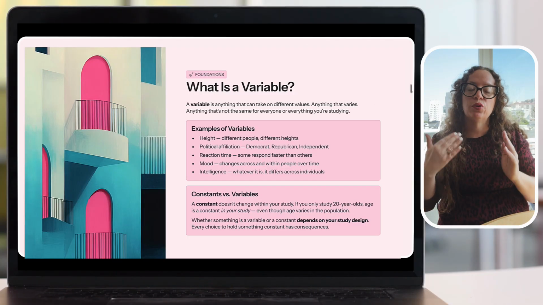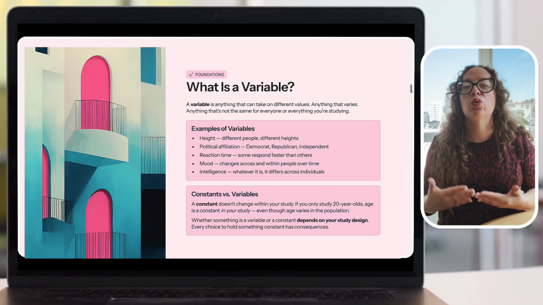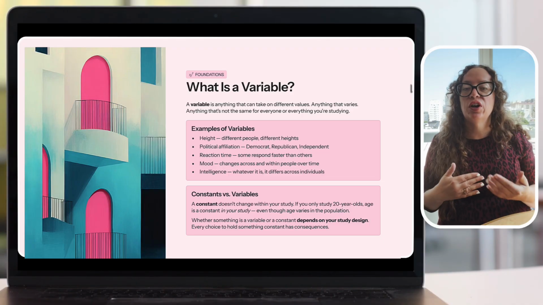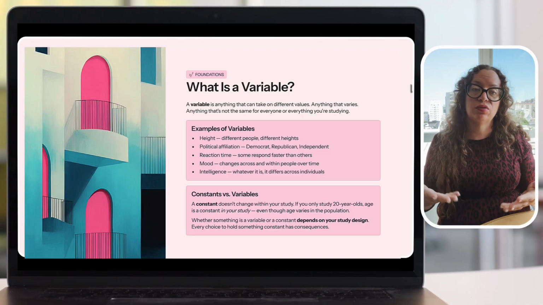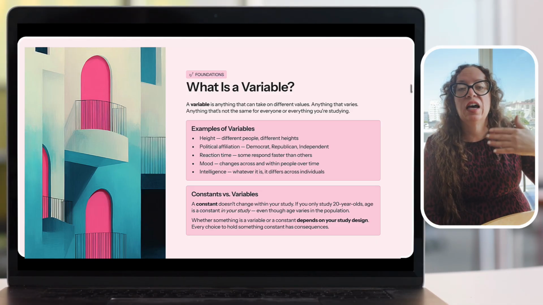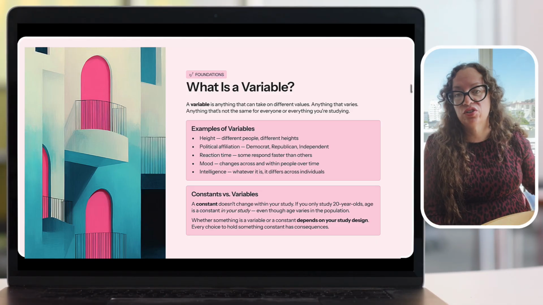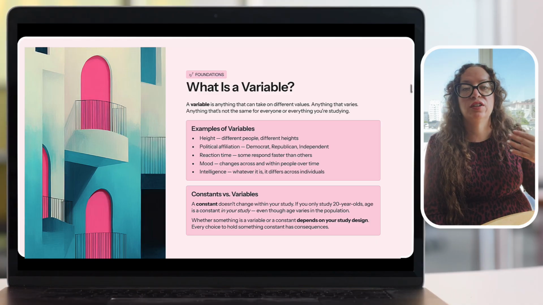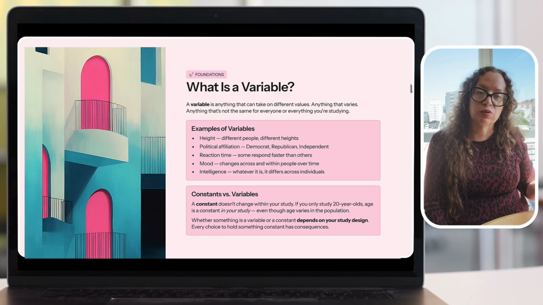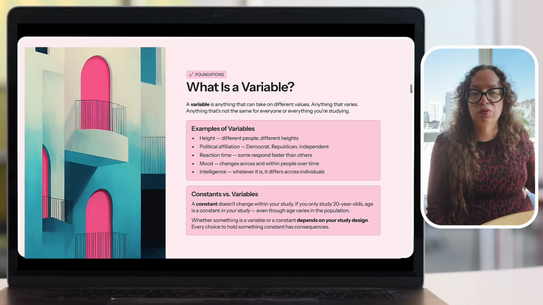What is a variable? Before we can talk about measurement, we need to talk about what we're measuring. And the basic unit of measurement in statistics is the variable. So a variable is anything that can take on different values. And that's the definition. Anything that varies. Anything that's not the same for everyone or everything you're studying. Height is a variable. Different people have different heights. Political affiliation is a variable. Some people are Democrats, some are Republicans, independents, some are something else.